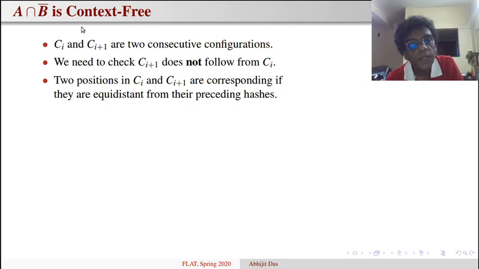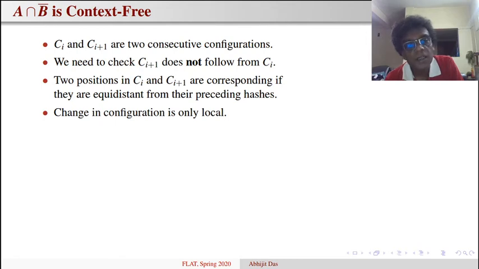And if we skip the equal number of symbols starting from that hash, we get two positions, one in this configuration, second one in this configuration. They are called corresponding positions. Okay. We will see how we will use these corresponding positions. Now, what is important in this context is that change in a configuration is only local. It affects only a few symbols in this and this. In particular, we will look at three consecutive symbols in corresponding positions. Okay.